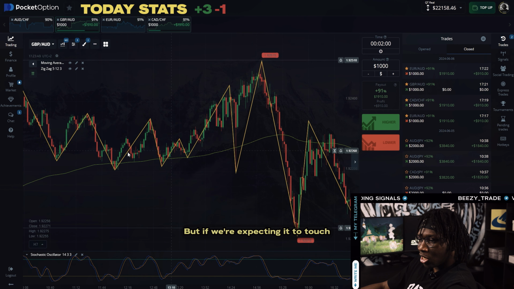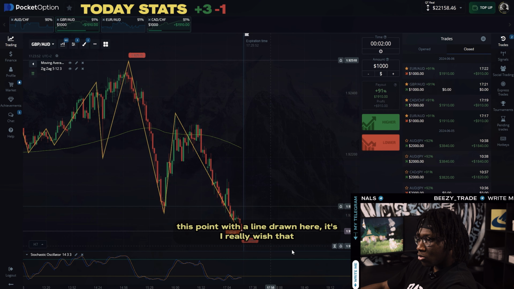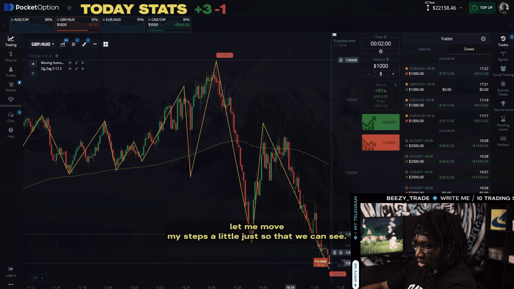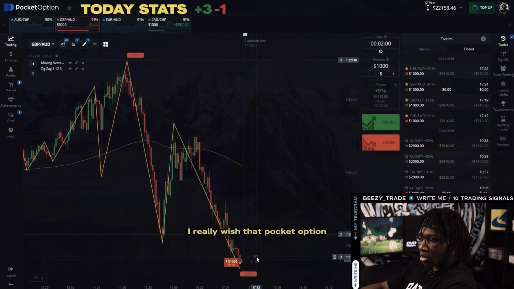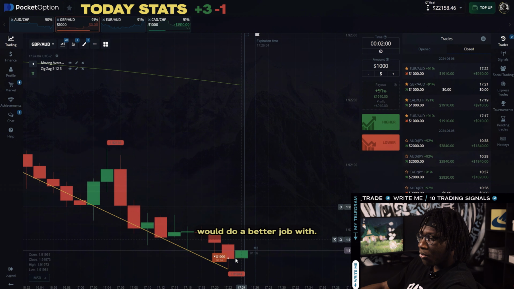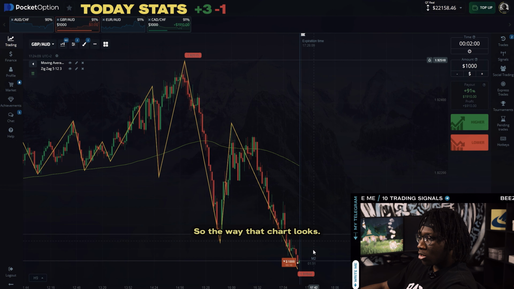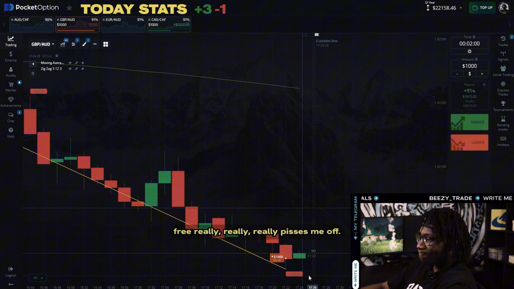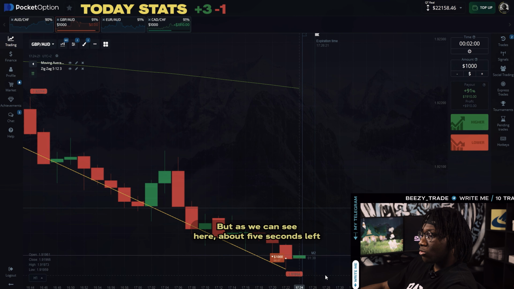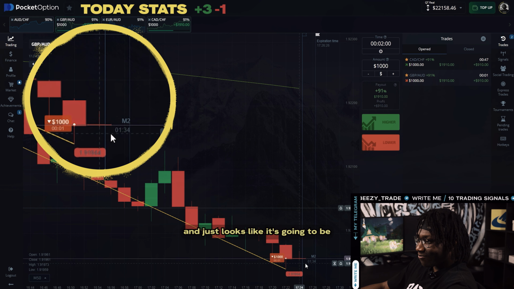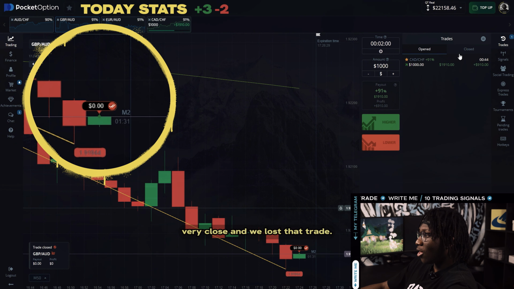If we're expecting it to touch this point with the line drawn here, I really wish that, let me remove my stochastic just so that we can see. I really wish that Pocket Option would do a better job with, let me just put it this way, the way that chart looks. Sometimes it could really be a bother, especially when you switch between pairs. But as we can see here, about 5 seconds left, and it looks like it's going to be very close, and we lost that trade.